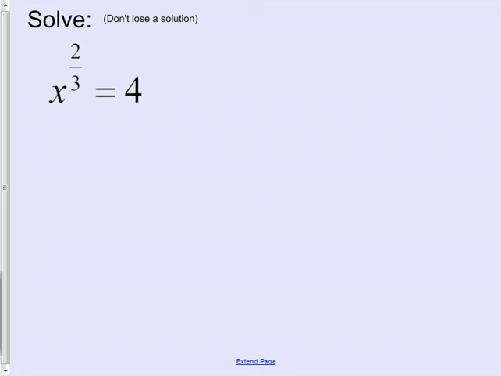That's what you're doing when you're solving, right? It's trying to get the x alone. All right, so why isn't the x alone right now? It's to the 2/3. How do I fix that and make it so it's not to the 2/3?